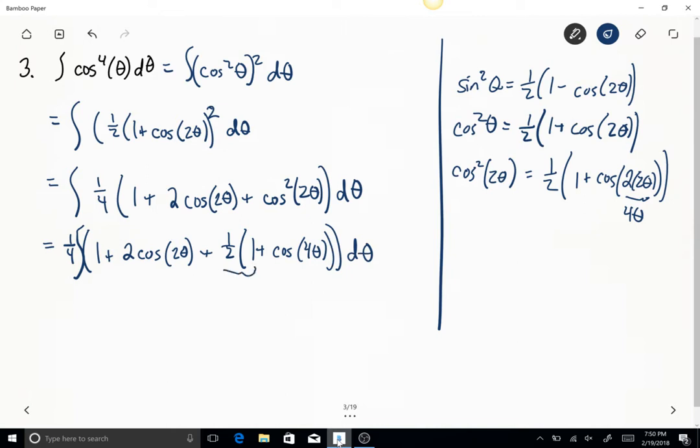So this part's just 1/2. We can take that right there. And so that would make 3/2. So it equals 1/4 times 3/2 plus 2 cosine of 2 theta plus, and then there'll be 1/2 cosine of 4 theta. And we take all that and go d theta.